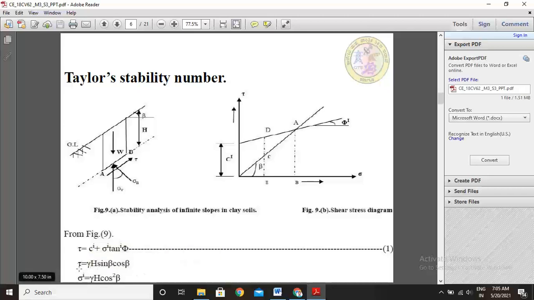Now you calculate tau equal to gamma h sin beta into cos beta, and sigma dash, you consider, is gamma h into cos square beta. Okay, now you use the equation for calculation of Taylor stability number. Tau equal to gamma h into sin beta into cos beta, and sigma dash equal to gamma h into cos square beta.